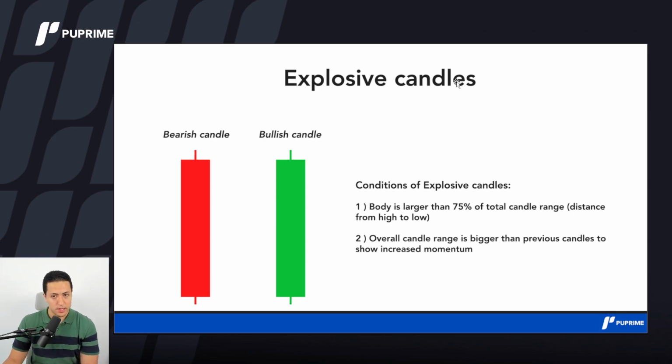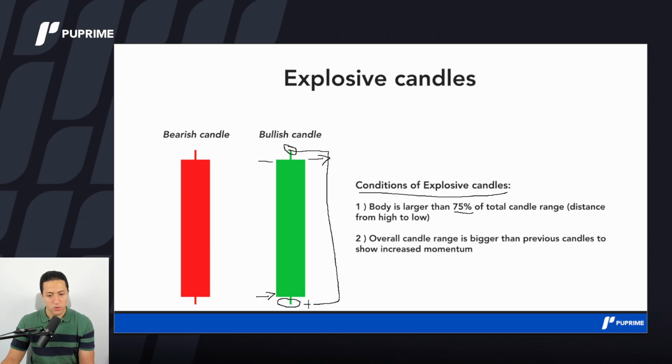How can I know this is an explosive candle or not? Now we'll have to focus on the conditions of explosive candles. The candle body, which is the distance between the open and the close, has to be larger than 75% of the total candle range. Okay, what is the total candle range? It's the distance from the highest high of the candle to the low. So from here down to here, from the high to the low, this is the total range of the candle, the total range in which we traded during that specific candle. But the body has to be larger than 75% of the candle range. This is an explosive candle, okay?